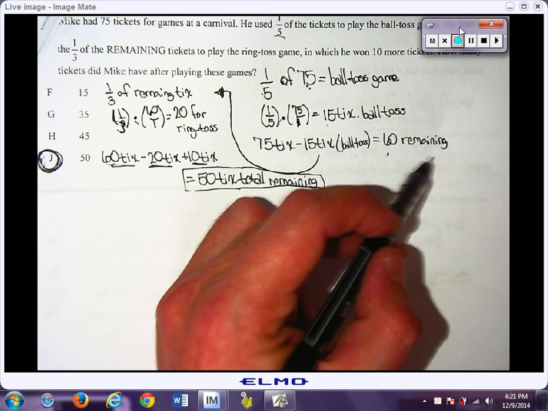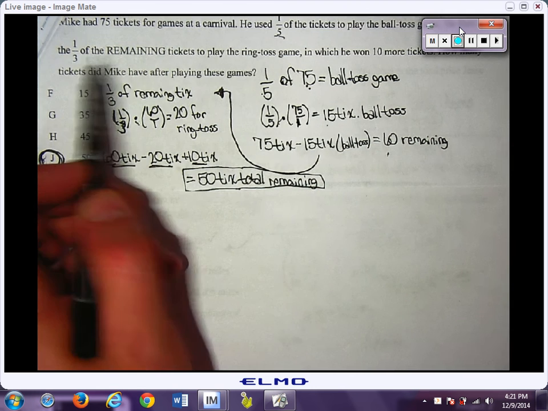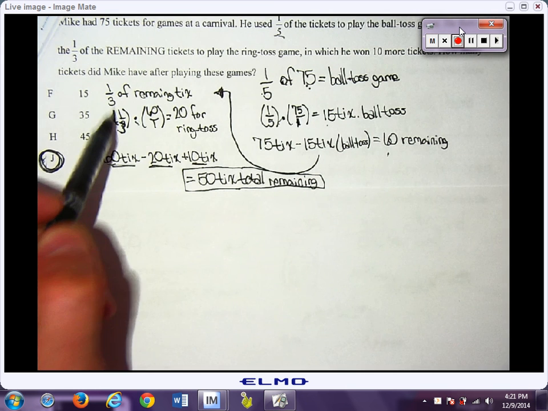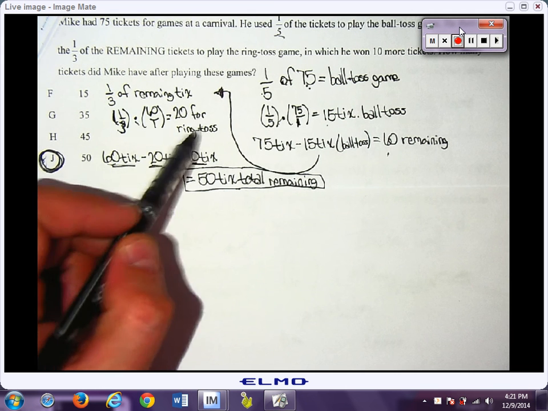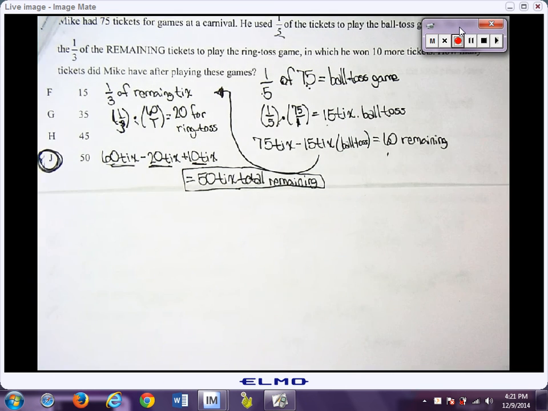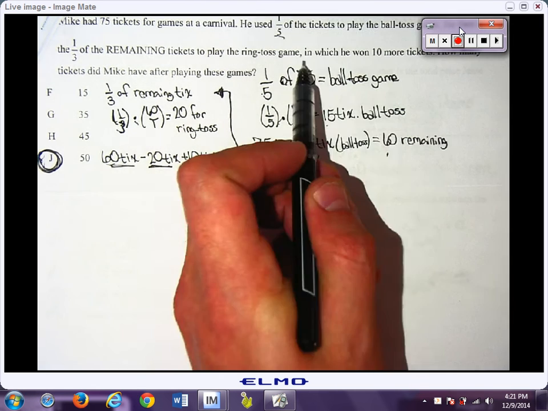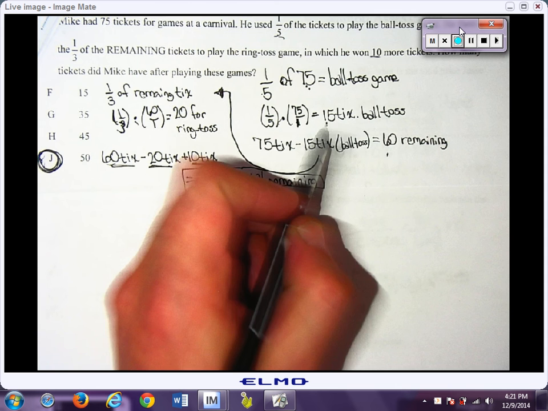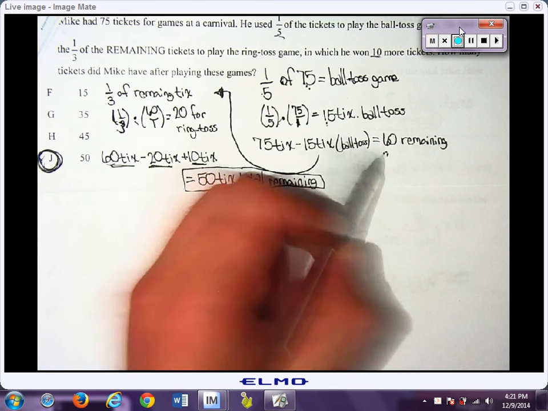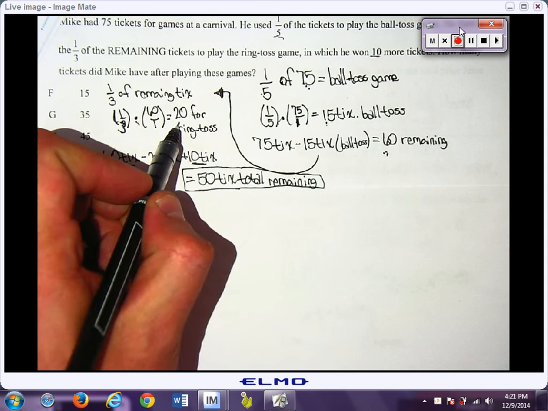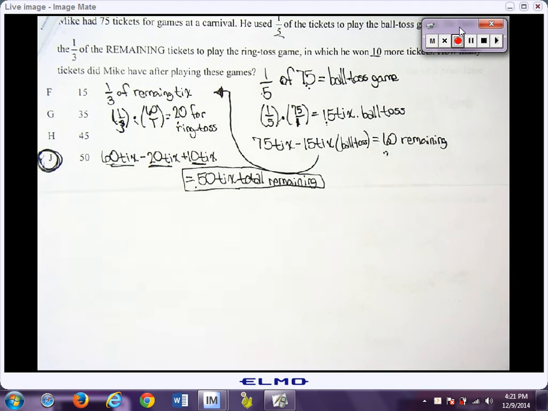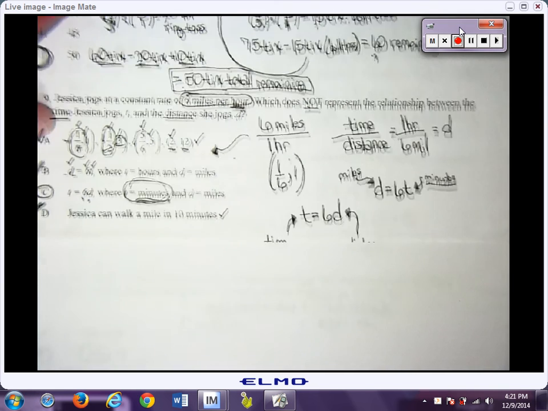Out of those 60 tickets, he used 1/3 of them to play the ring toss game. So what is 1/3 of 60? Well, 1/3 times 60 over 1 is 20. That means he used 20 for the ring toss. And then it tells us he also won 10 more. So he had 75. He used 15. That equals 60. He then used 20. That takes us to 40. But then he won 10 more, which is going to be a total of 50 tickets that he has remaining after these two games.